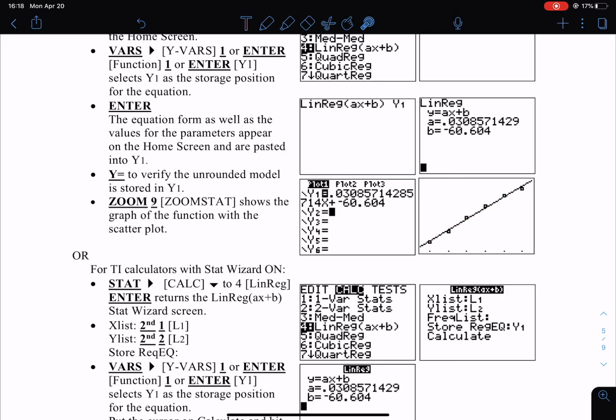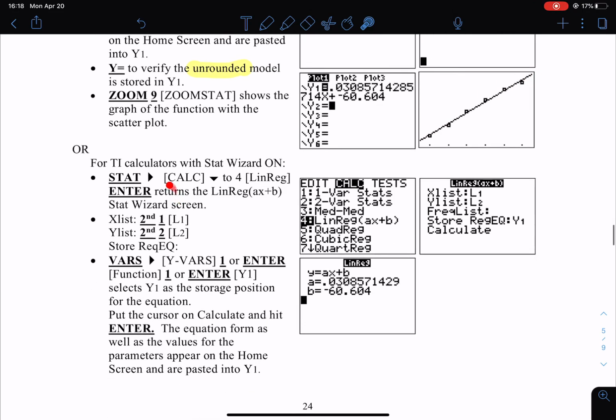So we use y equals to verify the unrounded model. You can see this is called the unrounded model. Sometimes, for example, in some web assignments, if you use 3 decimal places, then that kind of model is not the unrounded model. So sometimes you have to use the unrounded model. And then we use zoom 9. So you can see, all right, we have this one. This shows you the second method.